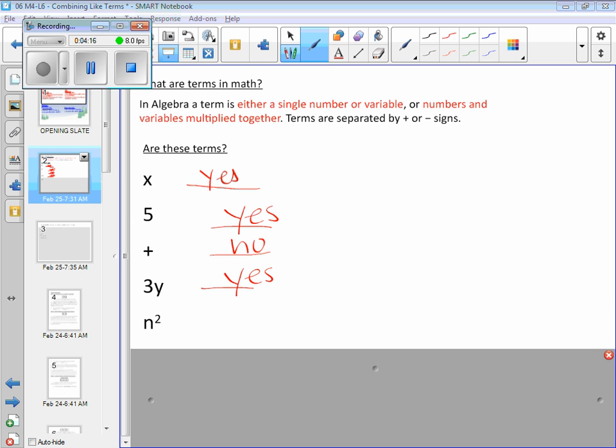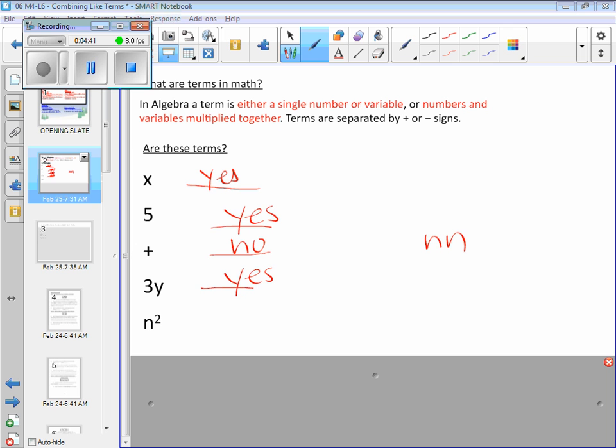What about n squared? Yes. How many say yes? How many say no? What two variables multiplied together make n squared? Sure, n times n, okay? It is still n times n. So you can still have two variables multiplied together. It's still a term. Okay?